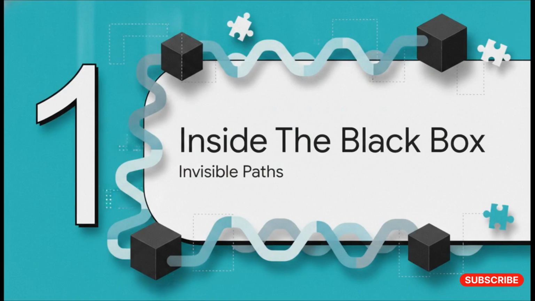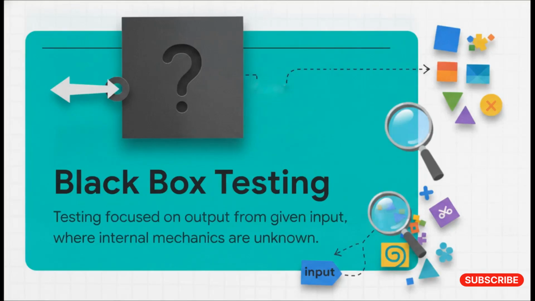Section 1. Inside the black box, navigating invisible paths. And that brings us to our foundational definition: black box testing. Just like the name implies, the software is treated as a literal black box. The internal mechanics, those thousands upon thousands of lines of code, the complex routing paths, all of it is entirely unknown and invisible to the tester. You're basically navigating invisible paths. Instead of focusing on how the software does its job behind the scenes, you're focusing purely on the output generated by a specific input. You put something into the box and you watch what comes out. That is the entire game right there.